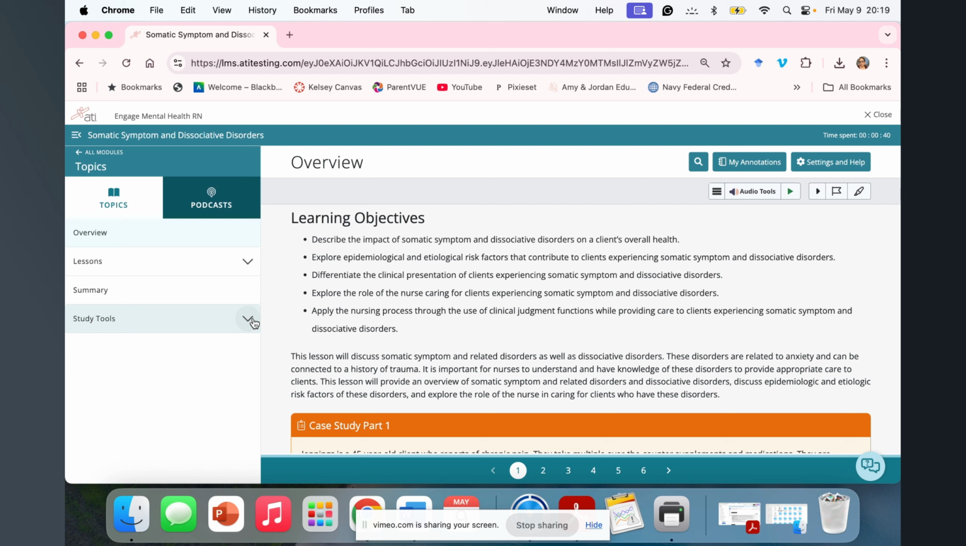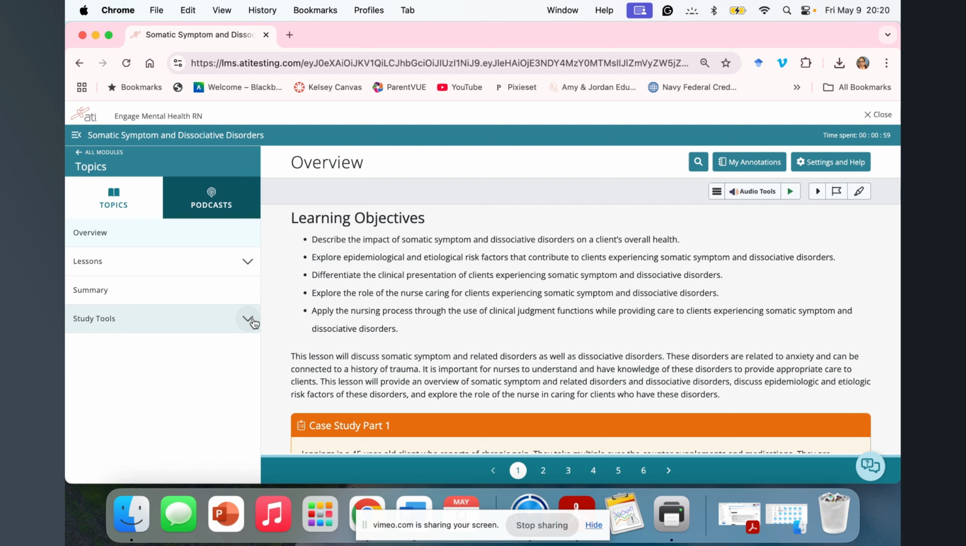Somatic symptom and dissociative disorders are not the most common, but people do deal with them, especially after trauma or in response to a trauma, especially some dissociative disorders like depersonalization and derealization.